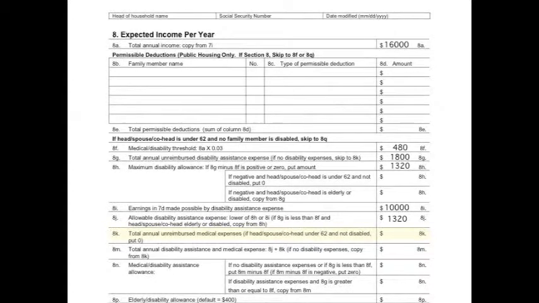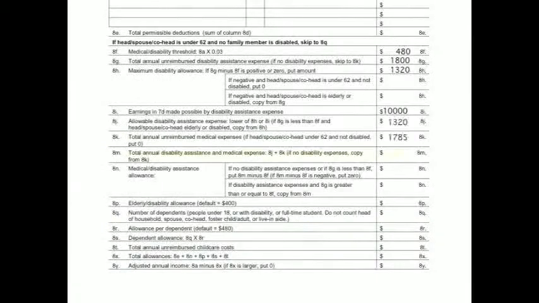Next, we have 8K, which is our unreimbursed medical expenses. The family's anticipated medical expenses will be $1,785, so let's go ahead and write that on line 8K. On 8M, this is the total for both disability and medical expenses, and the form tells us 8J plus 8K. So when we add up our answers on 8J and 8K, 1,320 plus $1,785, we will have an answer for 8M of $3,105.